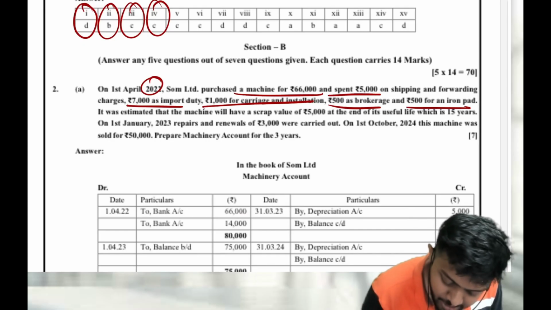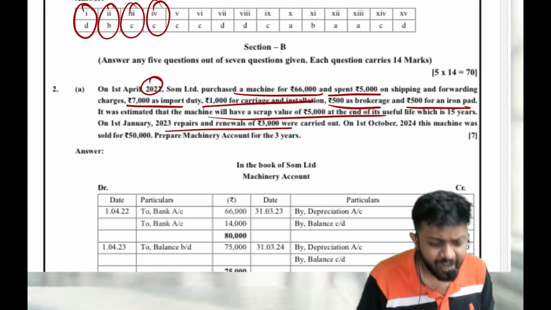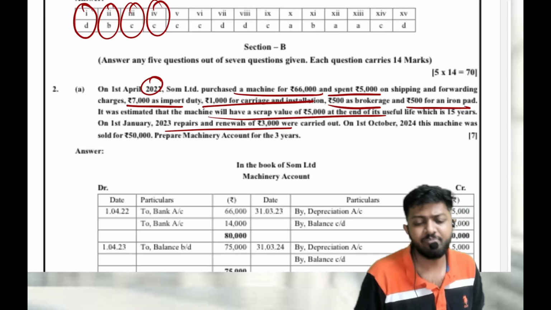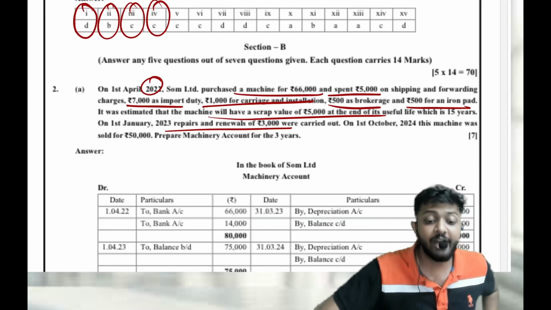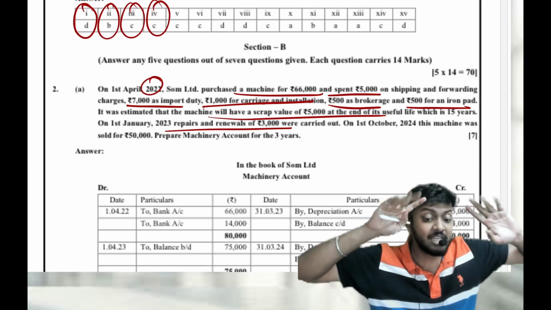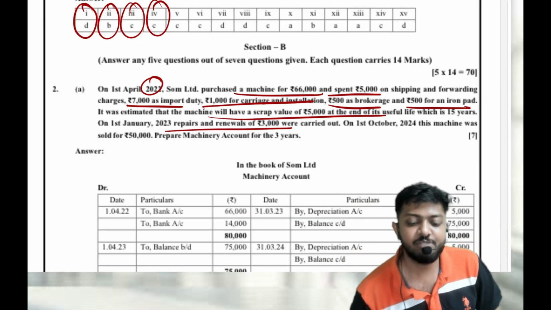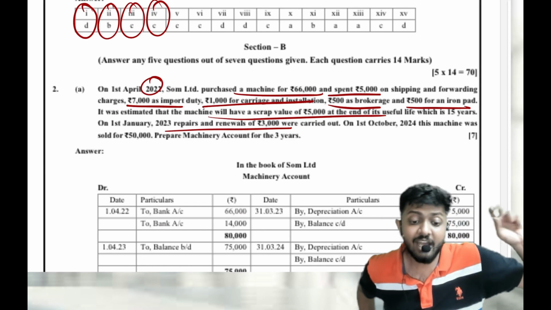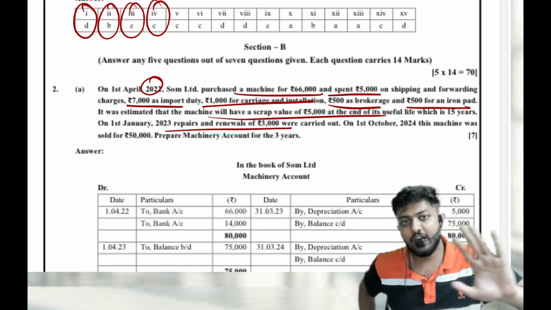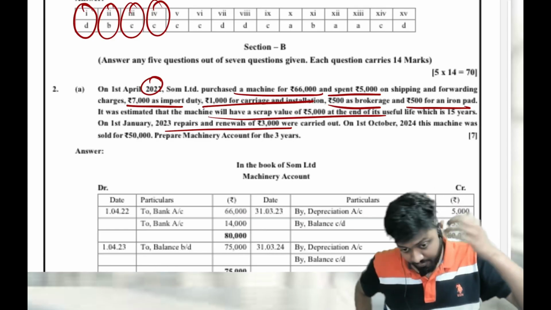It was estimated that the machine will have a scrap value of 5,000 in the end. Useful life is 15 years. On 1st Jan, repairs and renewals of 3,000 were carried out. So what about repairs and renewals? Will this expenditure increase the efficiency of this machinery? No. Repairs are generally made to maintain the efficiency and will not be treated as capital expenditure, but as revenue expenditure, because it is just maintaining the efficiency of the existing machine. It is not increasing any efficiency of the machine. Clear? All of you? Super.